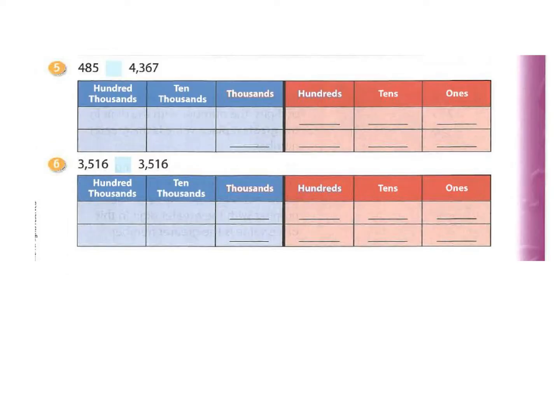All right, let's do this again. We'll compare and we'll write it in the chart. So we have 485, and then we have 4,367. Well, right away on this one, you can tell there's no thousands here, and this is 4,000. So 4,000 is quite a bit bigger because there's not even any thousands in 485. So 4,000 is the greater one, so we would say 485 is less than 4,367.